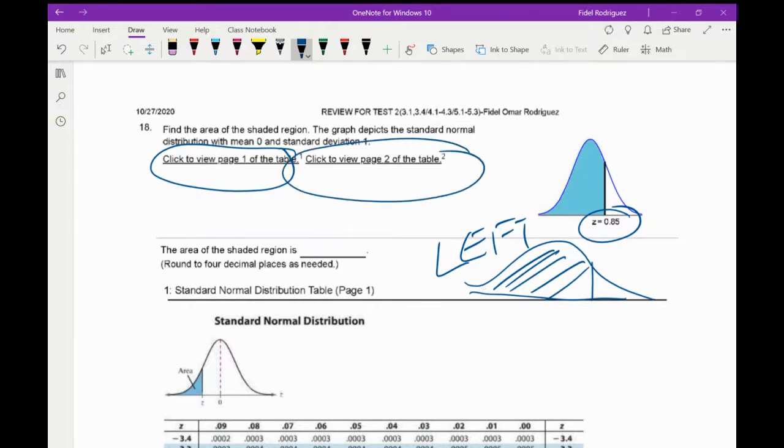Like, I'm just going to make this up, if this problem was on your test and you like using the table, you could just click on the table and the table is going to pop up for you. Okay. I'm going to show you two ways. I'll show you how to do it on the calculator, and I'll show you how to do it on the table. So we're going to look for the z-value of 0.85.